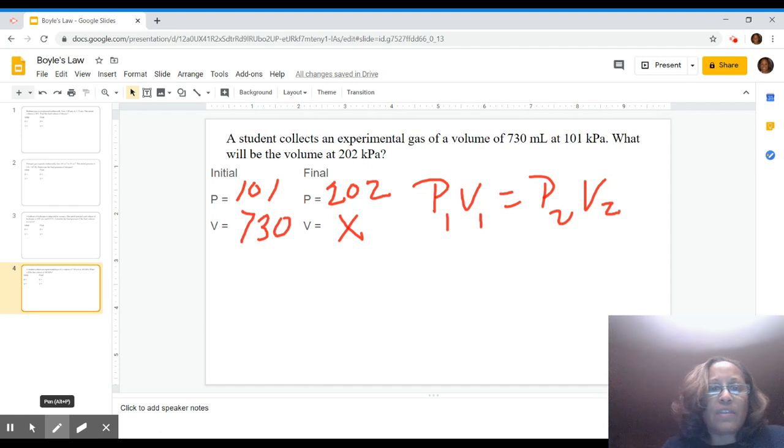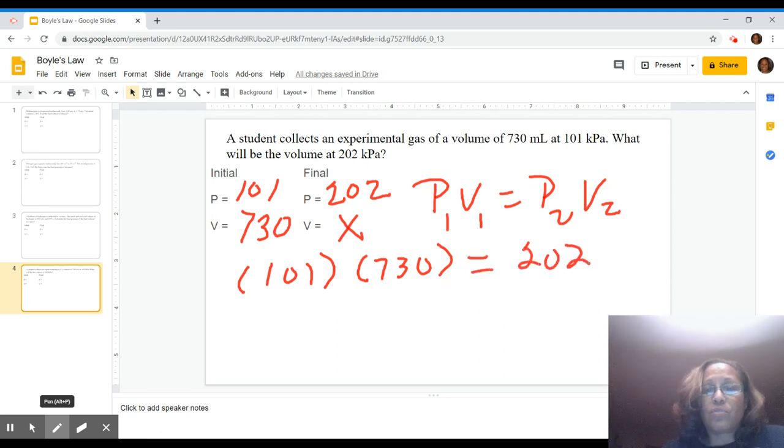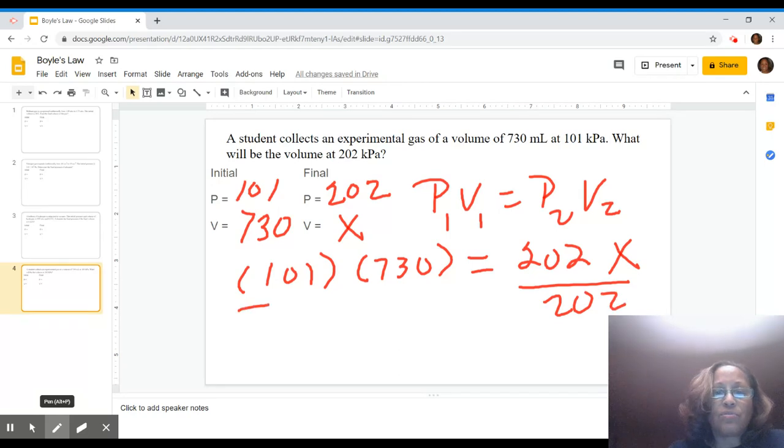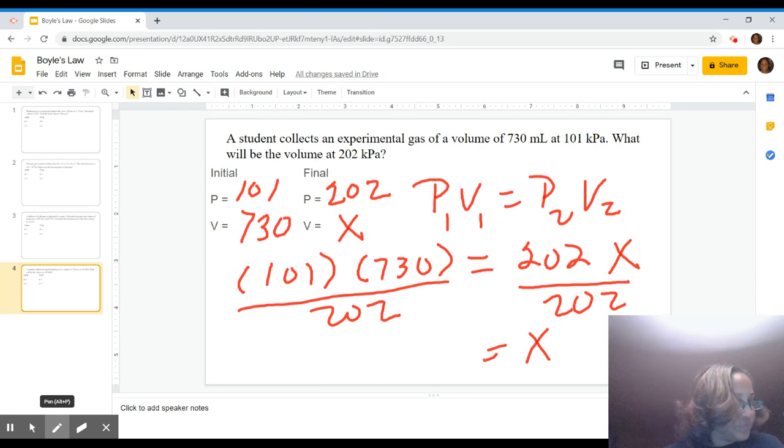We're going to plug everything in. So that's going to be 101 times 730, and that's going to be set equal to 202. I don't know that final volume, so that's my X. That's my unknown. And then to solve for that, divide both sides by 202. So you take 101 times 730 and divide it by 202.